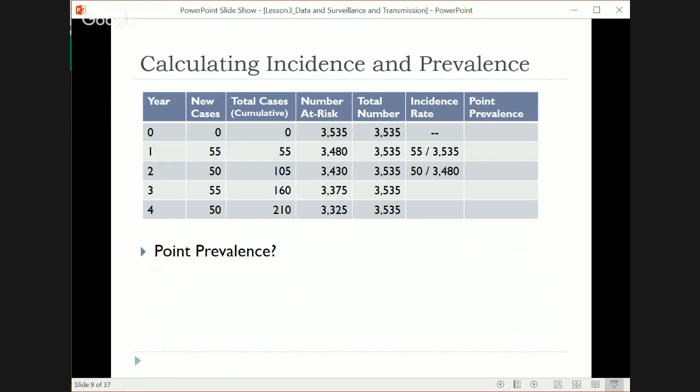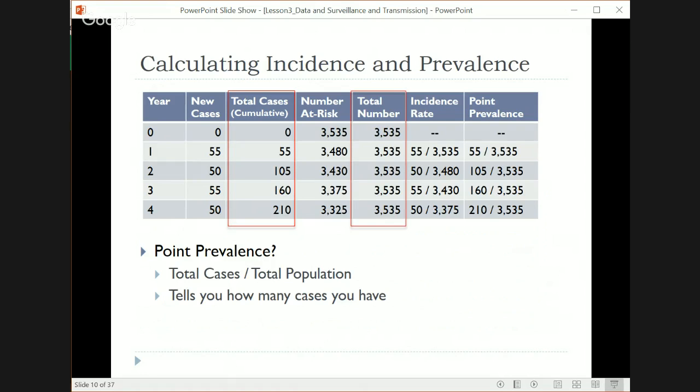Now, what about the point prevalence? So that's the very last column. Well, for point prevalence, what we want is the total cases over the total population. And again, this tells you how many cases you have in total. It's not telling you anything about how quickly disease is developing. It's just giving you a snapshot of the disease burden at a point in time.